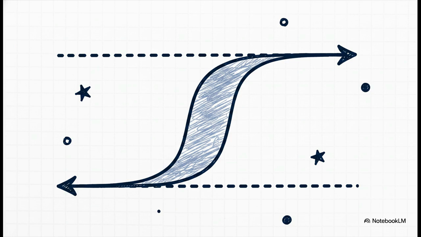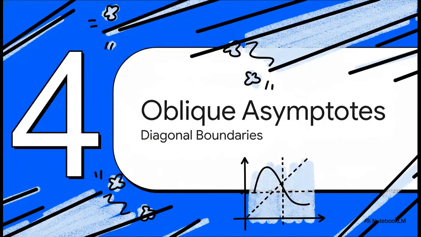Take the arctangent function. As x approaches positive infinity, the curve levels off at a horizon of y equals positive pi over 2. But if x approaches negative infinity, it flattens out at y equals negative pi over 2. So yeah, a single function can absolutely have two completely different horizontal horizons depending entirely on which direction you're traveling. Pretty wild, right? All right, section 4, oblique asymptotes, the slants and tackling diagonal boundaries.